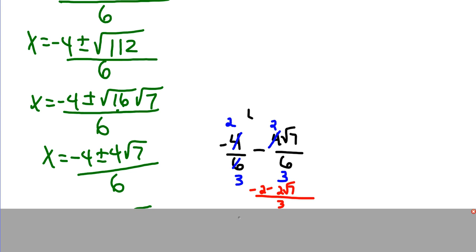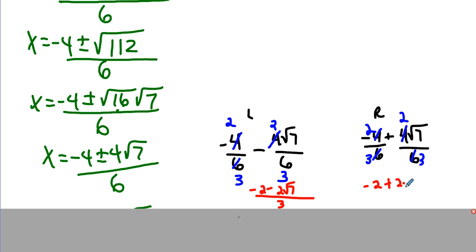Same idea could be done for going to the right, looking to see what we can divide out from each term. So again, here, negative divided by positive, that's a negative. They have a common factor of 2 to divide out. Positive divided by a positive, that's a positive. 4 and 6 have a greatest common factor of 2 to divide out. So what were we left with? We have negative 2 plus 2 square root of 7 over 3. So we've got these for our values for x.